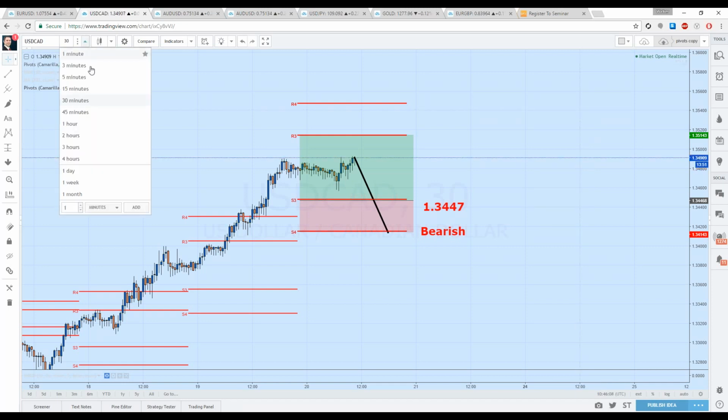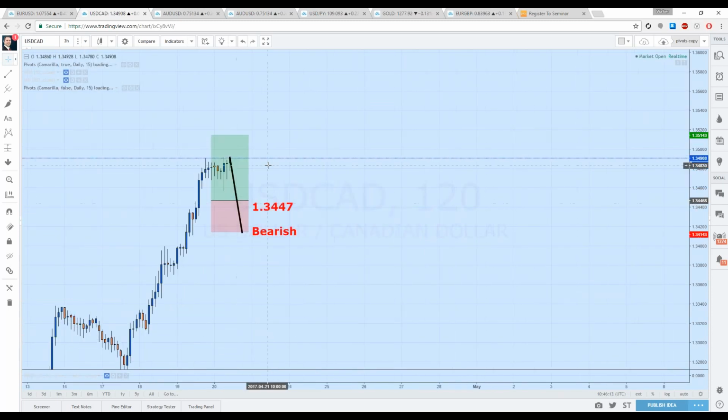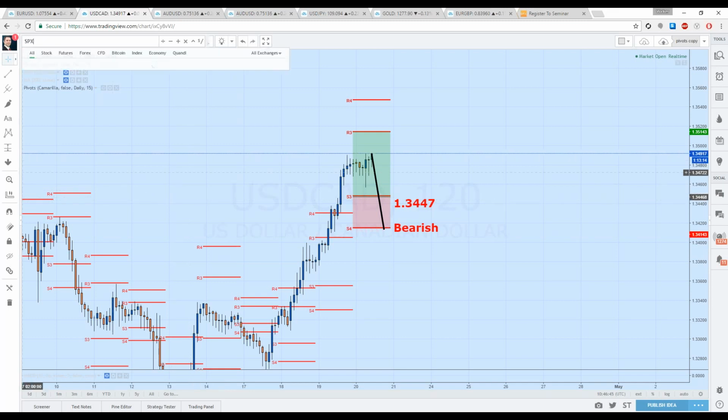Remember, the pivots will remain the same on any time frame. Also, you can use pivots for trading virtually any asset. It can be applied to CFDs just as easily as currency pairs.